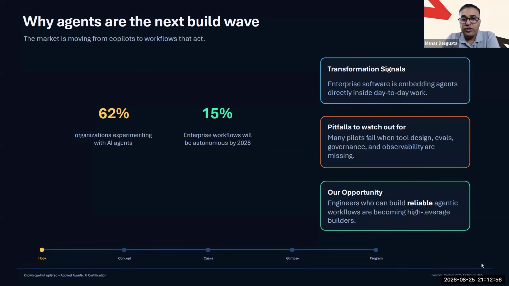Pitfalls to watch out for. Why would you learn AI agent development? When organizations are getting into AI agent development, prototyping, tooling, etc., a lot of pilots are failing because of inadequate tool design, inadequate testing, evals and metrics usage, inadequate policy and governance on AI, and missing observability, which lead to inadequate results from the AI agents and make the pilots fail. This is our opportunity, where a lot of engineers are required by organizations to take them through those pilots and into real automation within their enterprise workflows.